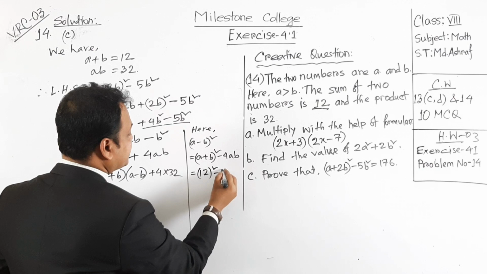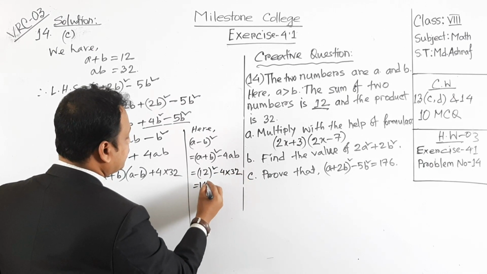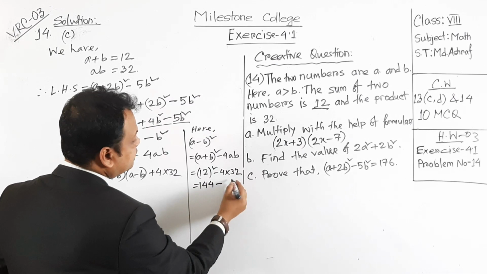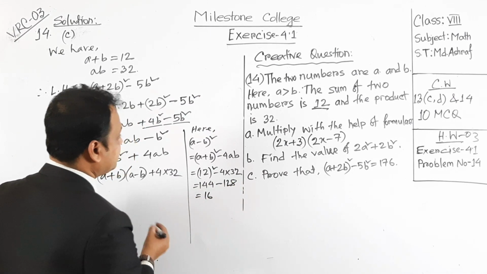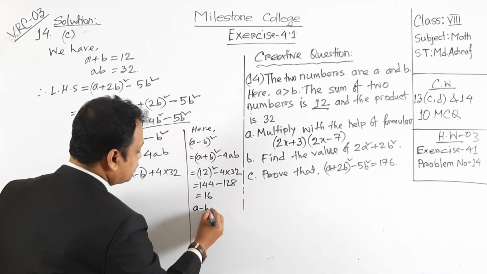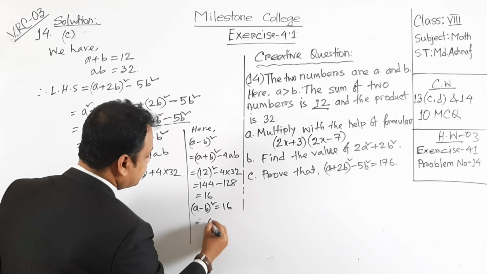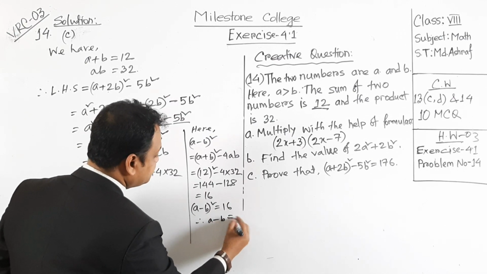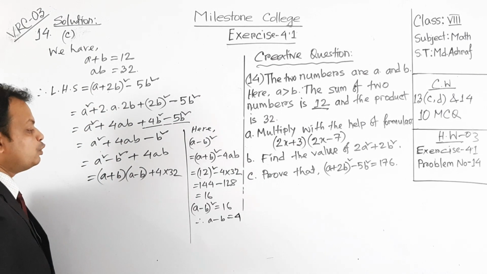12 square minus 4 into 32. So calculate it: 144 minus 128 is 16. So (a minus b) whole square equals 16. Therefore a minus b equals 4.